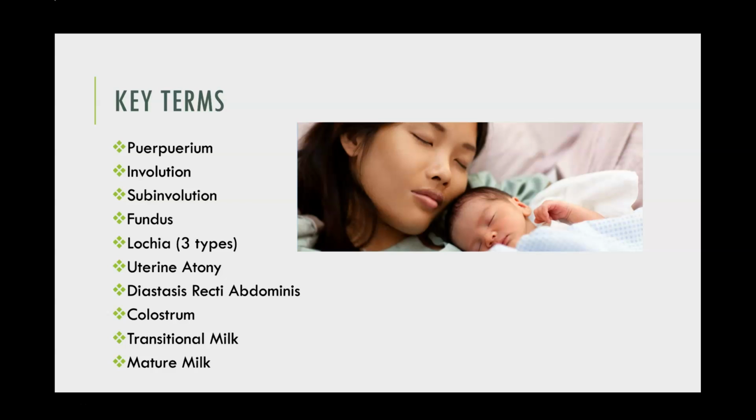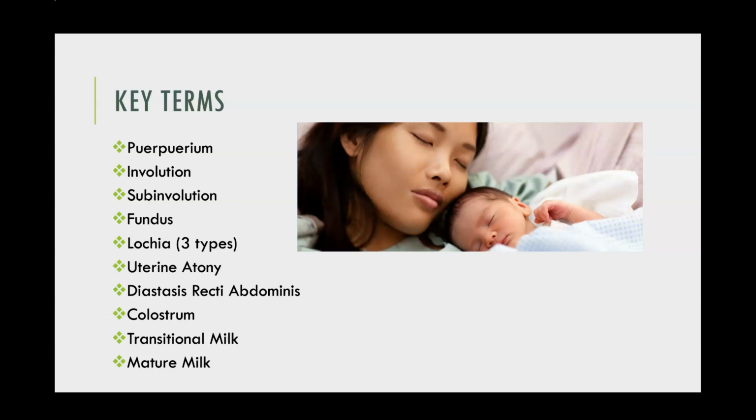Involution, you should remember from our postpartum assessment day. So involution is how the uterus goes back down to its normal size after delivery, and that happens over several weeks. Subinvolution is the opposite of involution, and if a patient is experiencing subinvolution, that means there is a problem. The uterus is not descending as it should be in the abdomen. So you're going to find a discrepancy in your assessment. The fundus is just the top of the uterus.